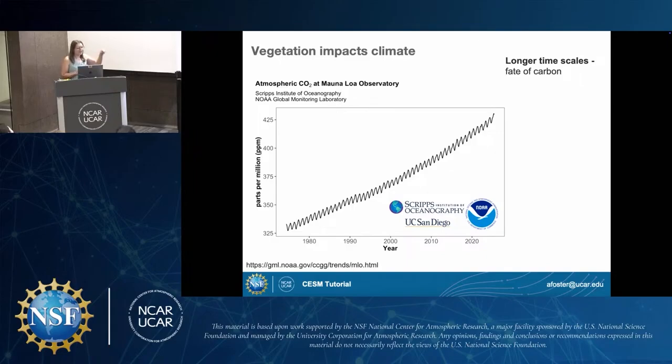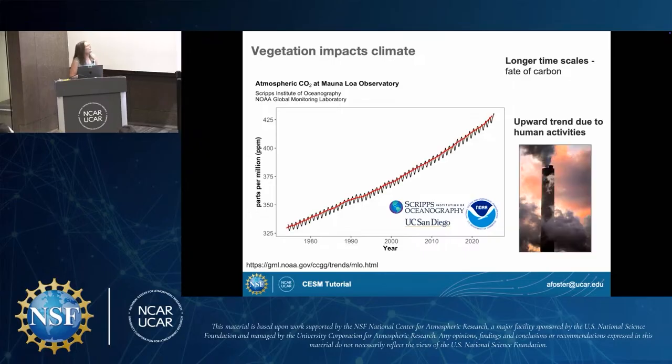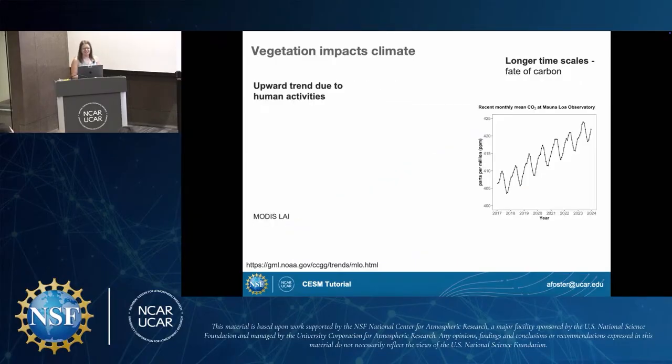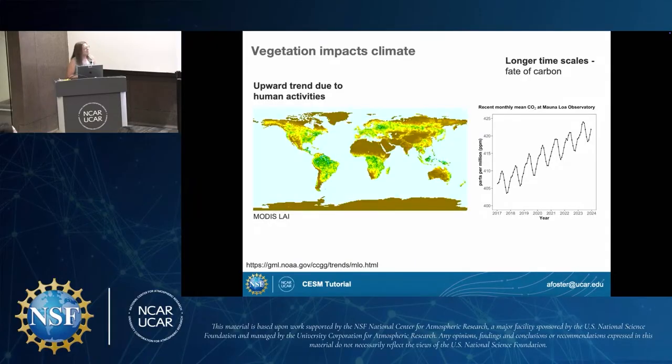Okay, so this is a graph of atmospheric CO2 at the Mauna Loa Observatory. You've probably seen this graph a ton, but what do you notice about this graph? What's the big thing that you notice? It's going up. Oh no. Okay, upward trend due to human activities. Okay, what's the other thing that you notice? Yes, the wiggles, the imprint. This is the imprint of land on the atmosphere.